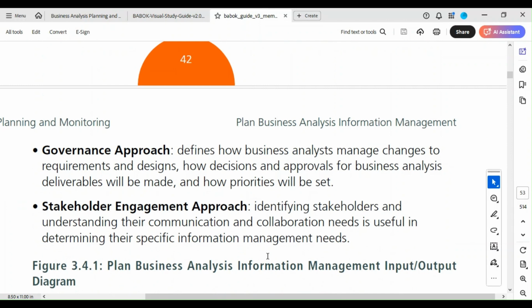So governance approach defines how business analysts manage changes to requirements and designs, how decisions and approvals for business analysis deliverables will be made, and how priorities will be set. Simple. It tells you about setting your priorities, it tells you about your approvals, and how you have to manage your requirements and designs.